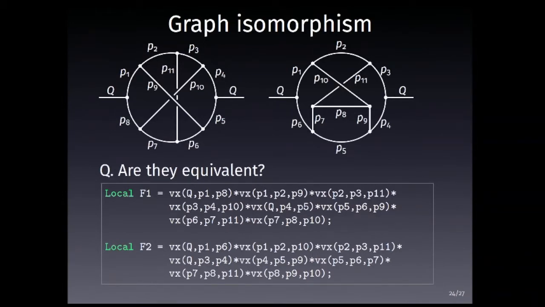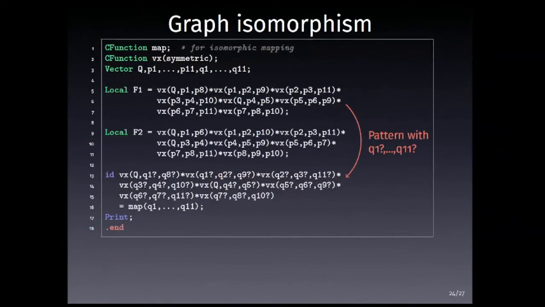It's a bit difficult to see, but yes, FORM can do that. Maybe it's a bit hard to explain, but here the first expression is for the first graph, and the second expression is for the second graph. I just copy this structure to here, replacing, for example, P1 with Q1 question mark. So it becomes a pattern with wildcards.